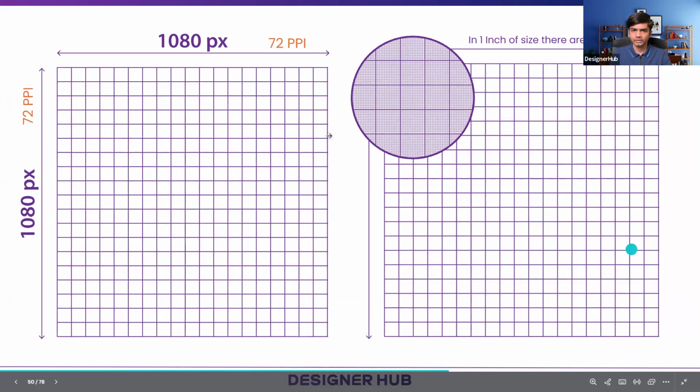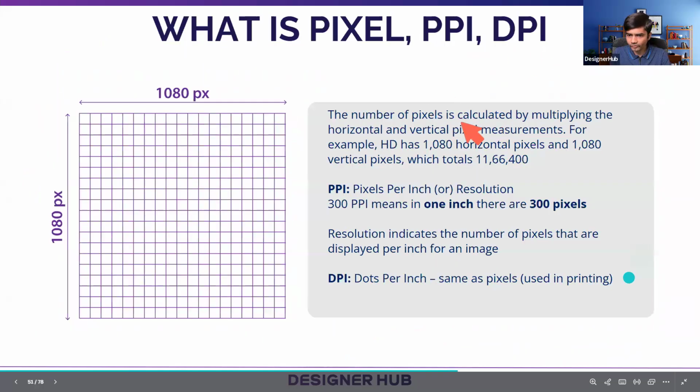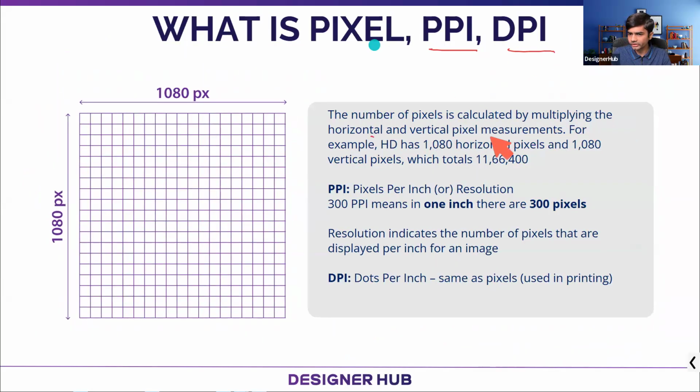So now again, understanding what is PPI and DPI. The number of pixels is calculated by multiplying the horizontal and vertical measurements. For example, HD has 1080 horizontal pixels and 1080 vertical pixels, which totals to 11,64,400 pixels altogether. Clear, everybody? How pixels work?